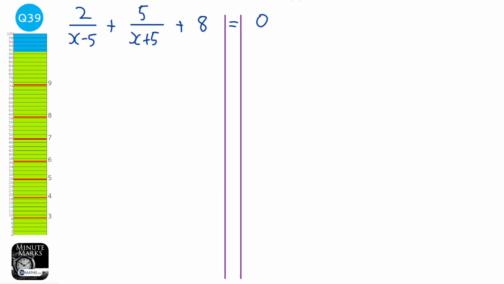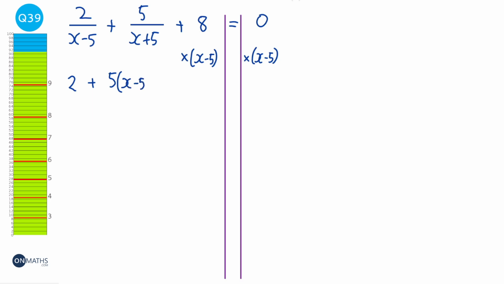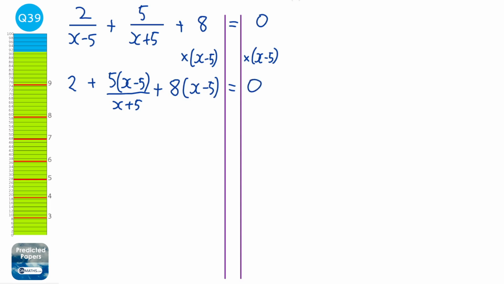Okay, the first thing I'm going to do is get rid of the fraction on the left-hand side. And the way of doing that is I'm just going to times both sides by x minus 5. Now when you times both sides by something and there's more than one term on one of the sides, you've got to times each of the terms. So we're going to start by timesing the left-hand fraction. Well, that will just get rid of the x minus 5 and just leave 2. Then we're going to times the second fraction. So when you times something by a fraction, you just times the numerator. So it becomes 5 brackets x minus 5 over x plus 5. And then we're going to times this 8. In fact, let's just try and keep our pluses consistent. So it would be 8 brackets x minus 5. Now 0 times anything is just 0, so this will just remain as 0.